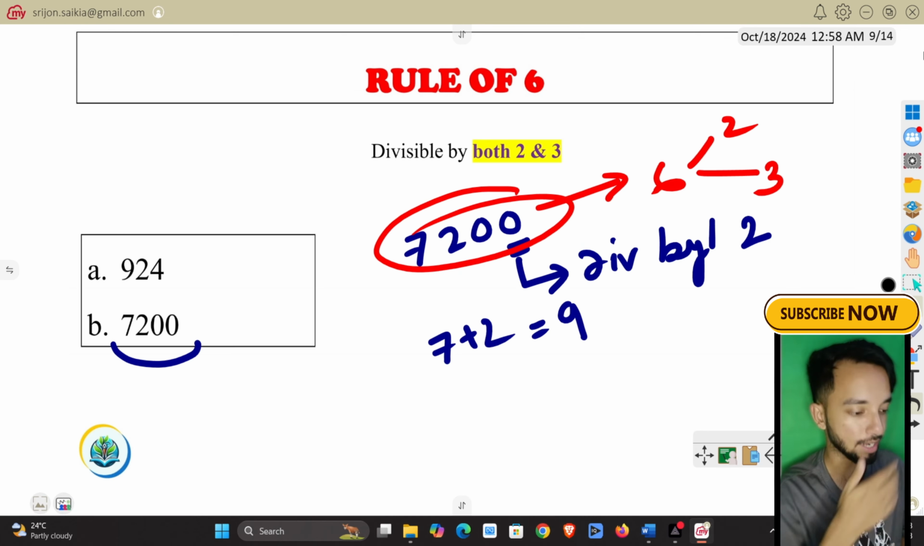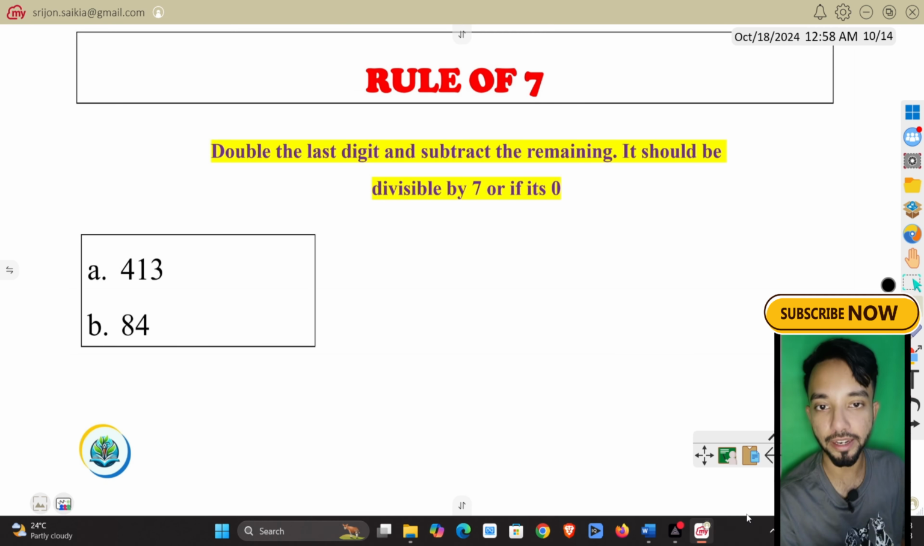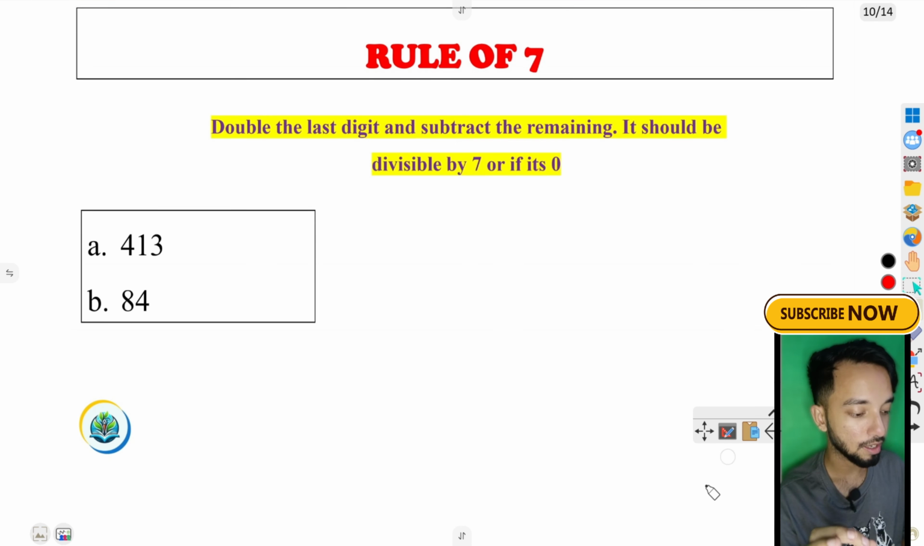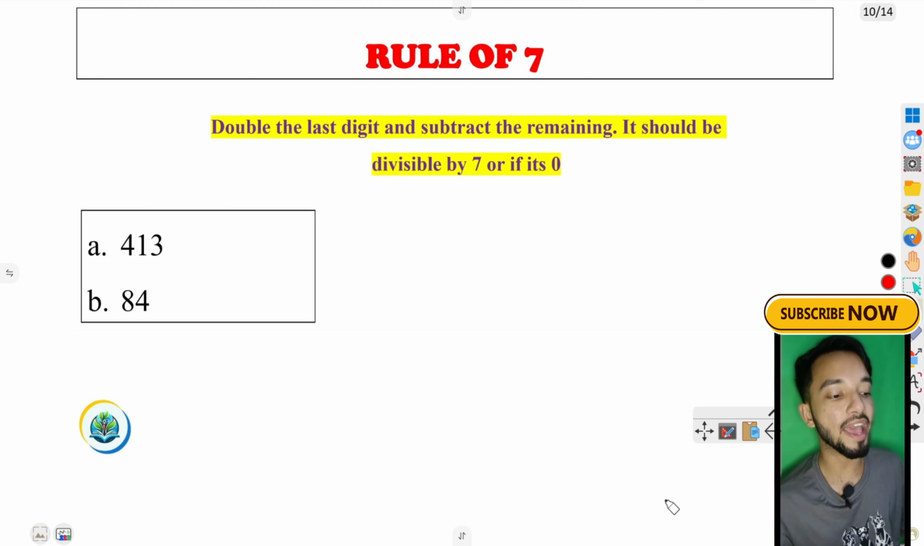Very simple, right? If the rule of 6 is clear, let's move to the next rule, that is the rule of 7. This is quite difficult, so pay attention. It's different from the rest of the rules. What we need to do is double the last digit and subtract it from the remaining digits. The result should be divisible by 7 or be 0. Let us understand this with the help of an example.